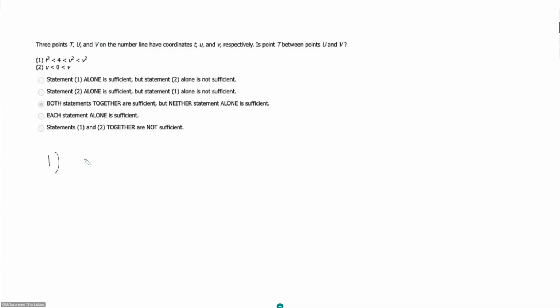Statement 1 says t squared is less than 4, which is less than u squared, which is less than v squared. So what are you doing when you square something? One reason people might square something is when they only want to take into account the magnitude of a number or a variable. In other words, they want to disregard the sign of that number, whether it is positive or negative, and only take into account how far that number is from 0.